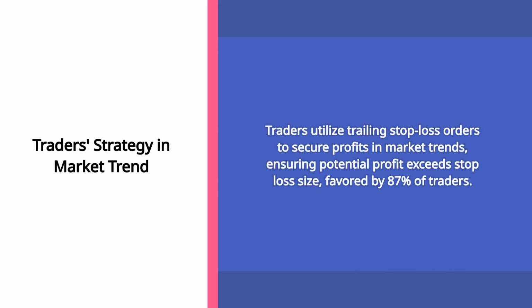In times of a market trend, traders may use trailing stop-loss orders, allowing them to keep profits if the price goes their way. This strategy keeps the stop-loss at a fixed distance, but moves with the price. Make sure the potential profit is more than the stop-loss. Size is key, as 87% of traders believe.